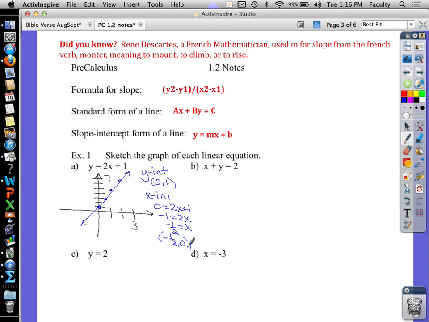Now in this next one, what I mentioned is that when you have standard form, it's oftentimes easiest to just, you don't have to solve for y equals mx plus b. I can cover up the x, y is 2, I can cover up the y, and x is 2.